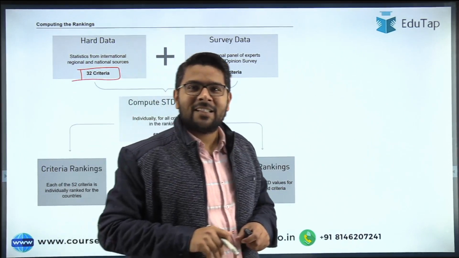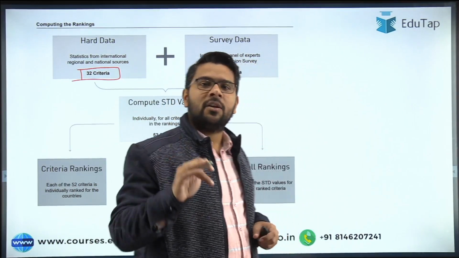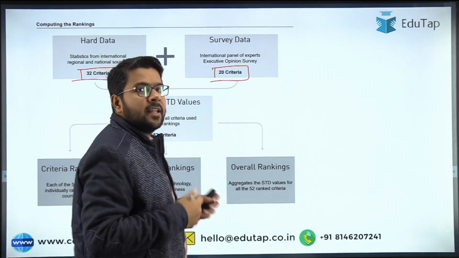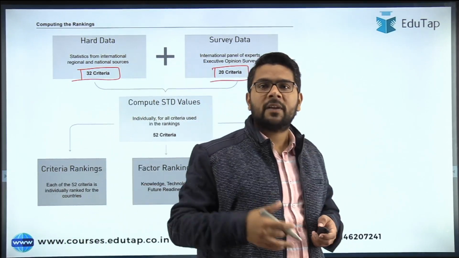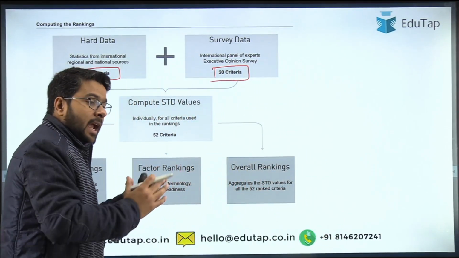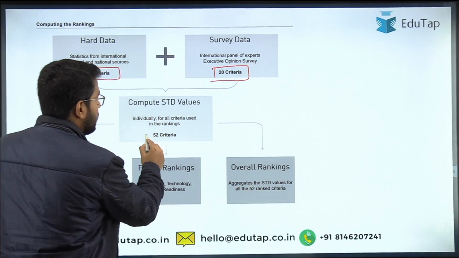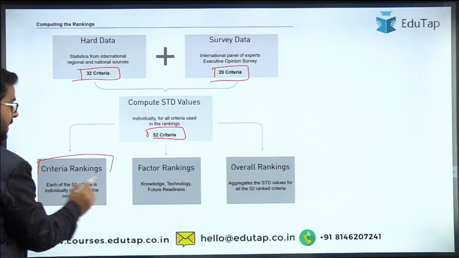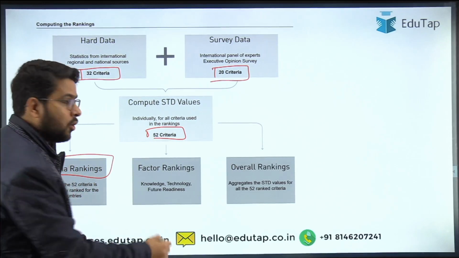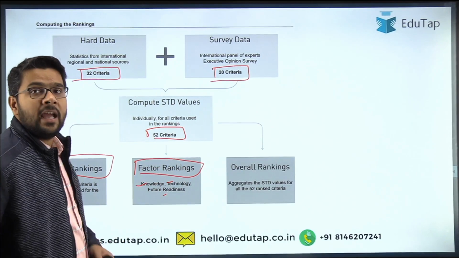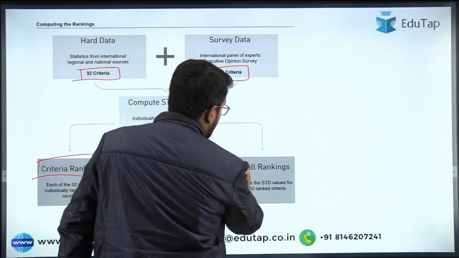So they are borrowing the data from the international agencies regarding 32 criteria, and for the remaining 20 criteria, they are conducting the surveys across the globe, or we can say in those 63 economies. Then they are compiling the data. And after compiling the data regarding 52 criteria, they are first ranking on each of the criteria. Then they are ranking on the basis of factors involved, that is knowledge, technology and future readiness, and then they are preparing the overall ranking.